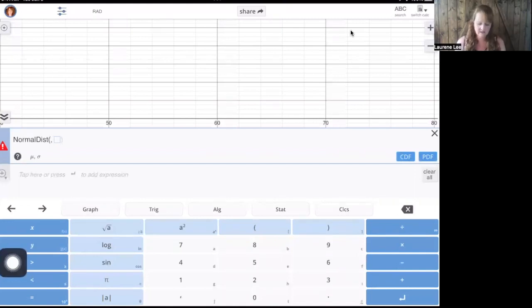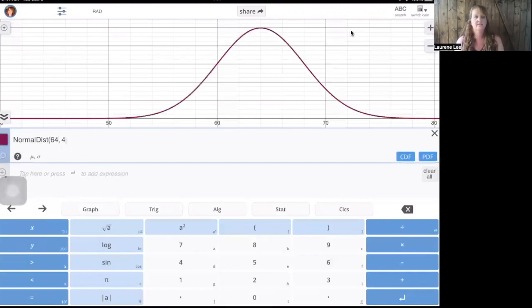And on Class Calc, it prompts you right down here. This question mark always tells you what's supposed to go, like it's blinking, waiting for you to enter. And if you ever don't know, it's right here. So it says, put the mean in first. So that was 64. That was our mean height. And our standard deviation was 4. So then we're going to put 4 in the next spot. And Class Calc is really cool because it draws a picture for you.